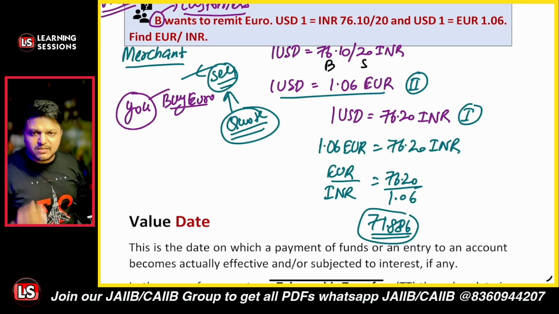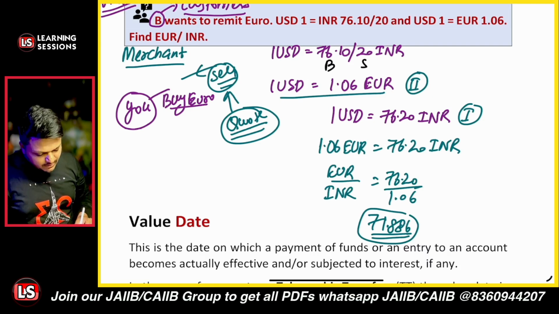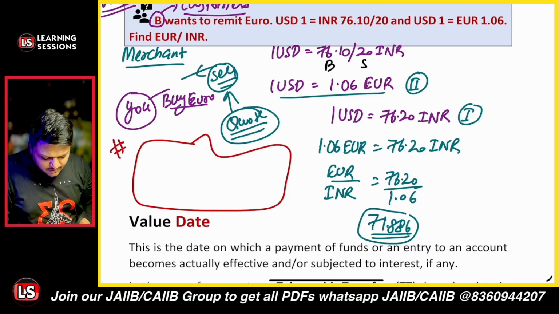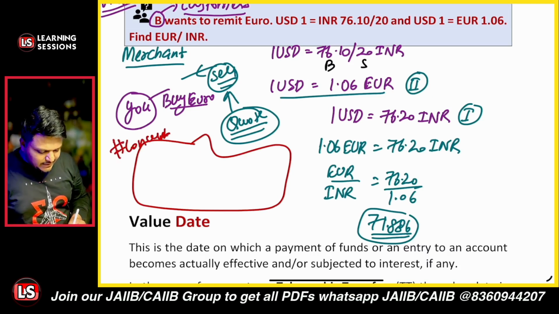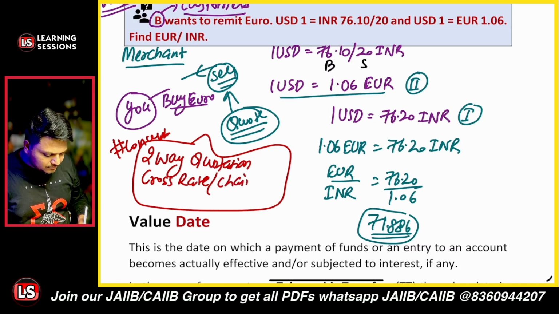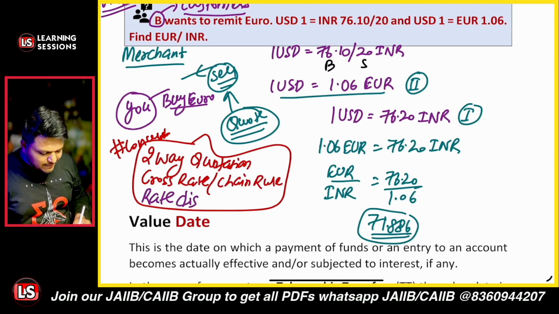Okay, so this is how you can solve the questions. In this question particularly, we got to solve two or three concepts, right? What concepts did we learn? One, related to the two-way quotation, how it works. The other, we learned about the cross rate, or we say chain rule. The third one is related to the rate discovery, whether it will be a merchant rate or interbank market rate, right?